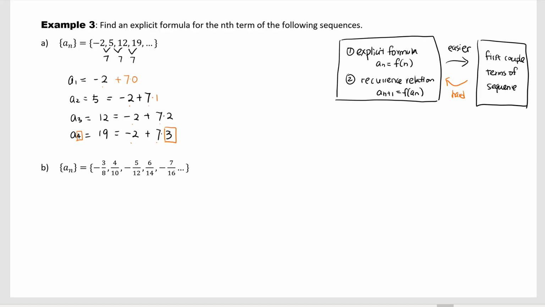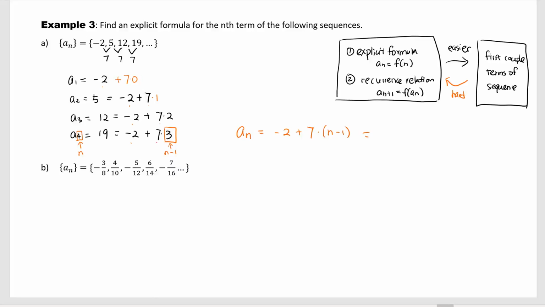Okay, so now we can come up with a general formula. A sub n. Let this index be n. Then we have -2, so it stayed the same, right? 7 stayed the same. But this guy changed, so it's going to be something about n. Think about it. If n is 4, what is 3? Well, 3 is 4 minus 1, right? So this should be n minus 1. See? This is a general formula of the sequence. This is the explicit formula of the sequence.